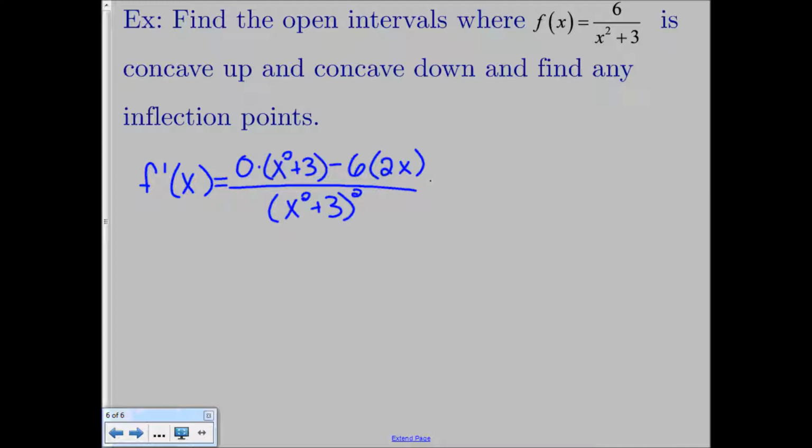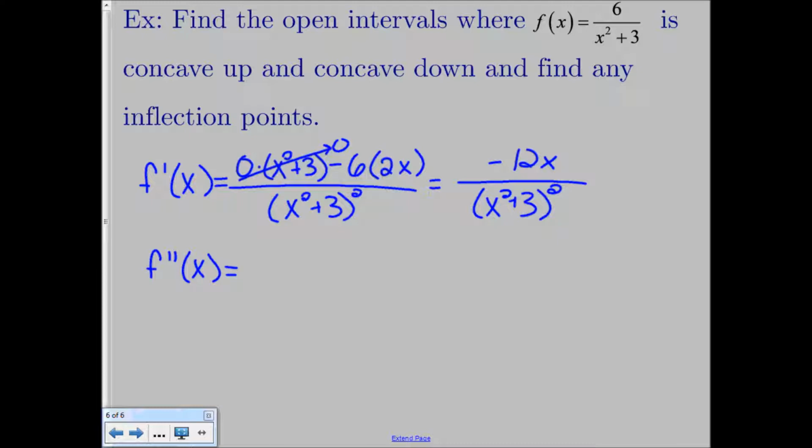So now we just are going to clean it up a little bit before we go ahead and take our second derivative. So this first term here is all going to 0, and then negative 6 times 2x is going to give us a negative 12x in the numerator, all over that x squared plus 3 quantity squared in the bottom. Okay, so now let's use our quotient rule again to find the second derivative.